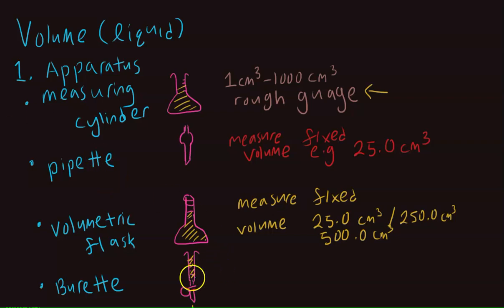Finally, the burette, it's variable in the sense that it can measure any volume that you want, but it's less accurate. Okay, so in terms of accuracy, let me rank them. Pipette and volumetric flask, they'll be number 1. Burette comes in at second, and measuring cylinder would be third in terms of accuracy. Okay, hope that's clear. Let's move on to the SI unit.